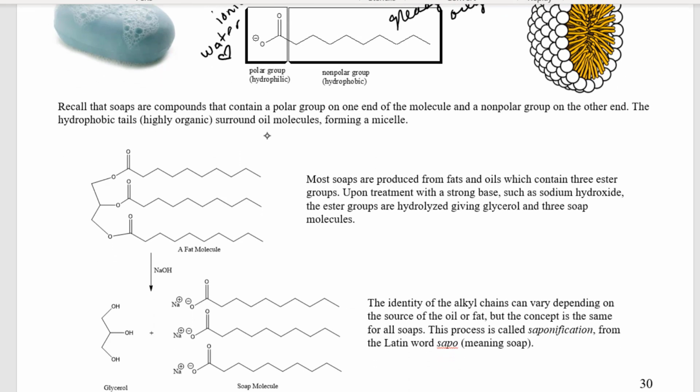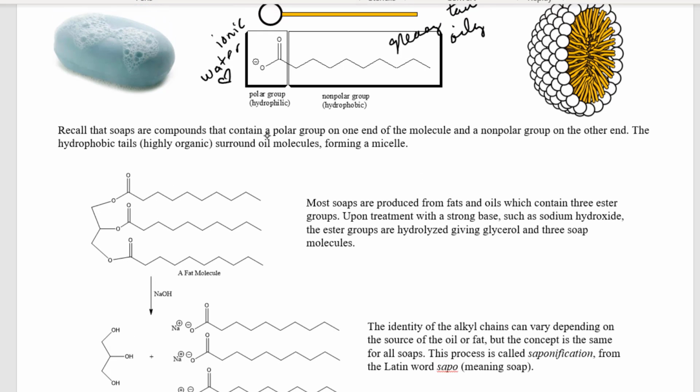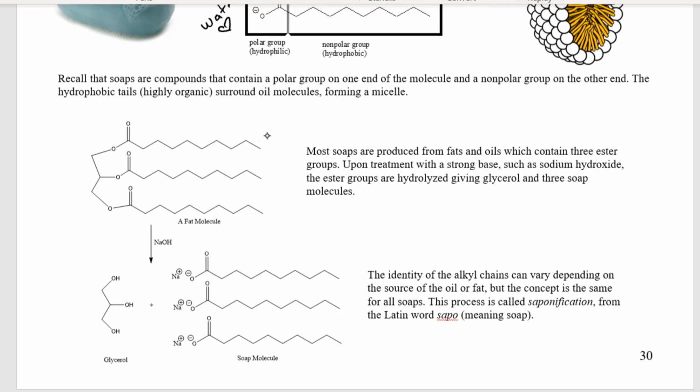So most soaps are produced from fats and oils, which contain 3 ester groups. That's shown here. Here's a typical fat molecule. And if you've heard of soap making, they use lye, otherwise known as sodium hydroxide or potassium hydroxide. And this is what does saponification. The OH minus does in, up, down, out, and it ultimately pops a glycerol molecule off.